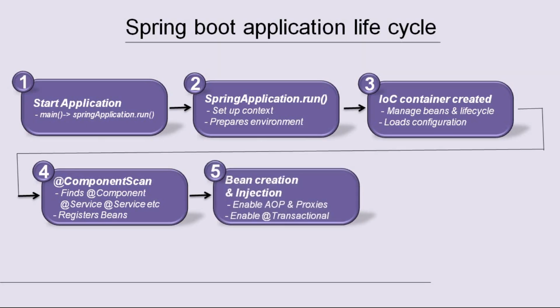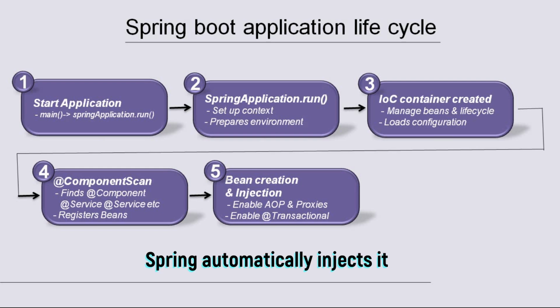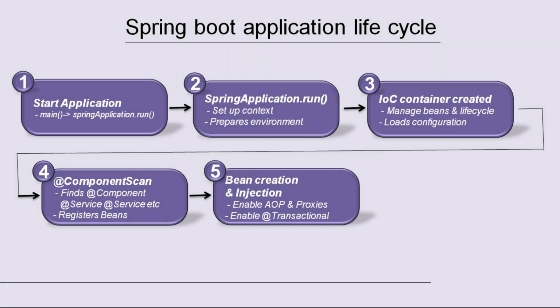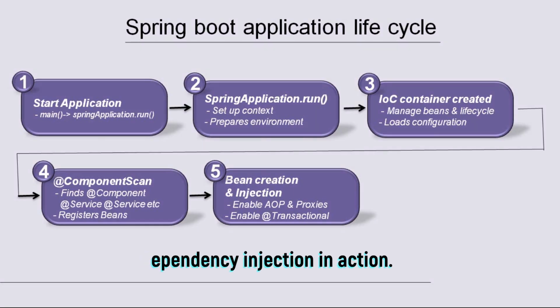Bean creation and injection. Now comes the bean creation phase. The IoC container starts creating beans one by one. If a bean depends on another, Spring automatically injects it, whether through constructor injection, setter injection, or even field injection. This is what we call dependency injection in action.